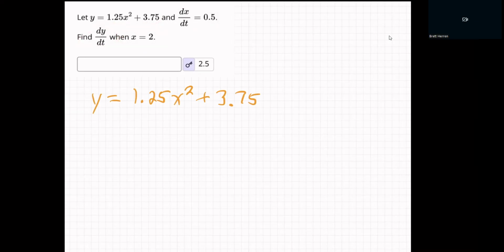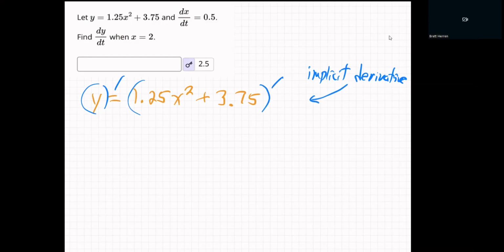Well, notice there's three letters in this problem. There's y, there's x, and there's t. The d stands for difference, difference in x over difference in t. So that means we're going to have to do the implicit derivative. So when I go derivative this side, derivative that side, it's the implicit derivative for x and y.